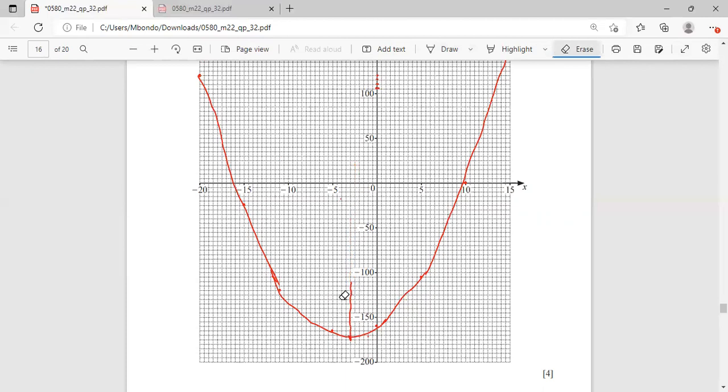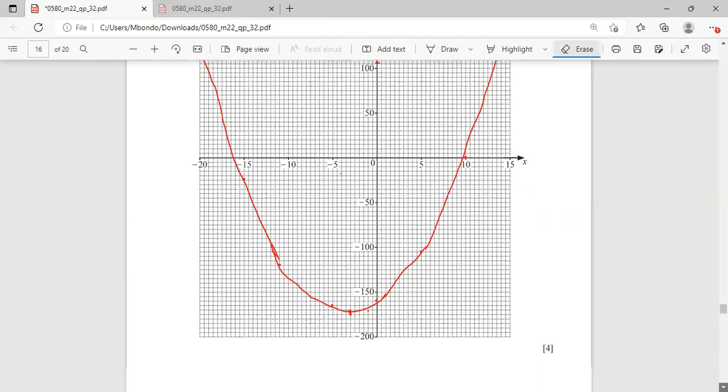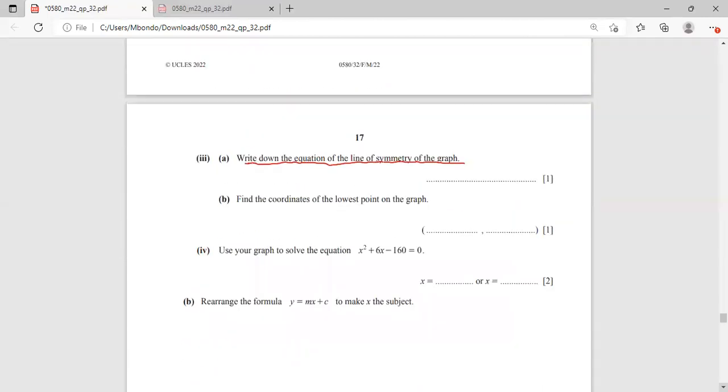Okay. I hope we see that. So it's going to be, then we go to the next one.